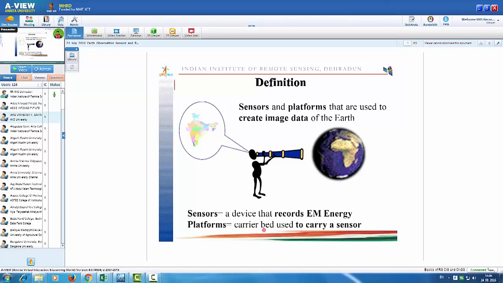Now what are platforms? Platforms are carrier beds used to carry sensors. I have given you three examples: for human beings, the ears, eyes and nose are properly placed on our head so that we can acquire information. Similarly, platforms are a kind of carrier bed which carry the sensor to acquire data of the whole earth surface properly.